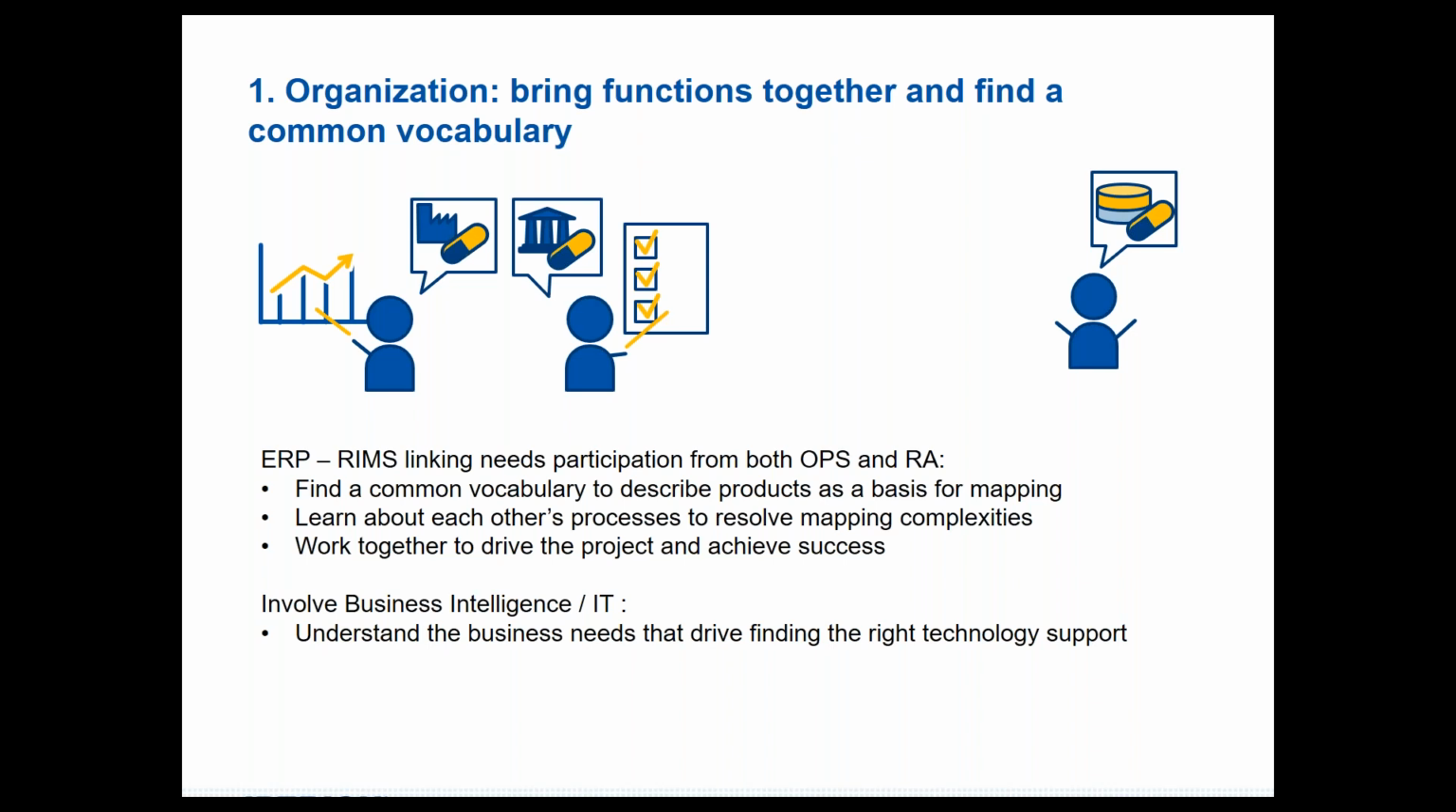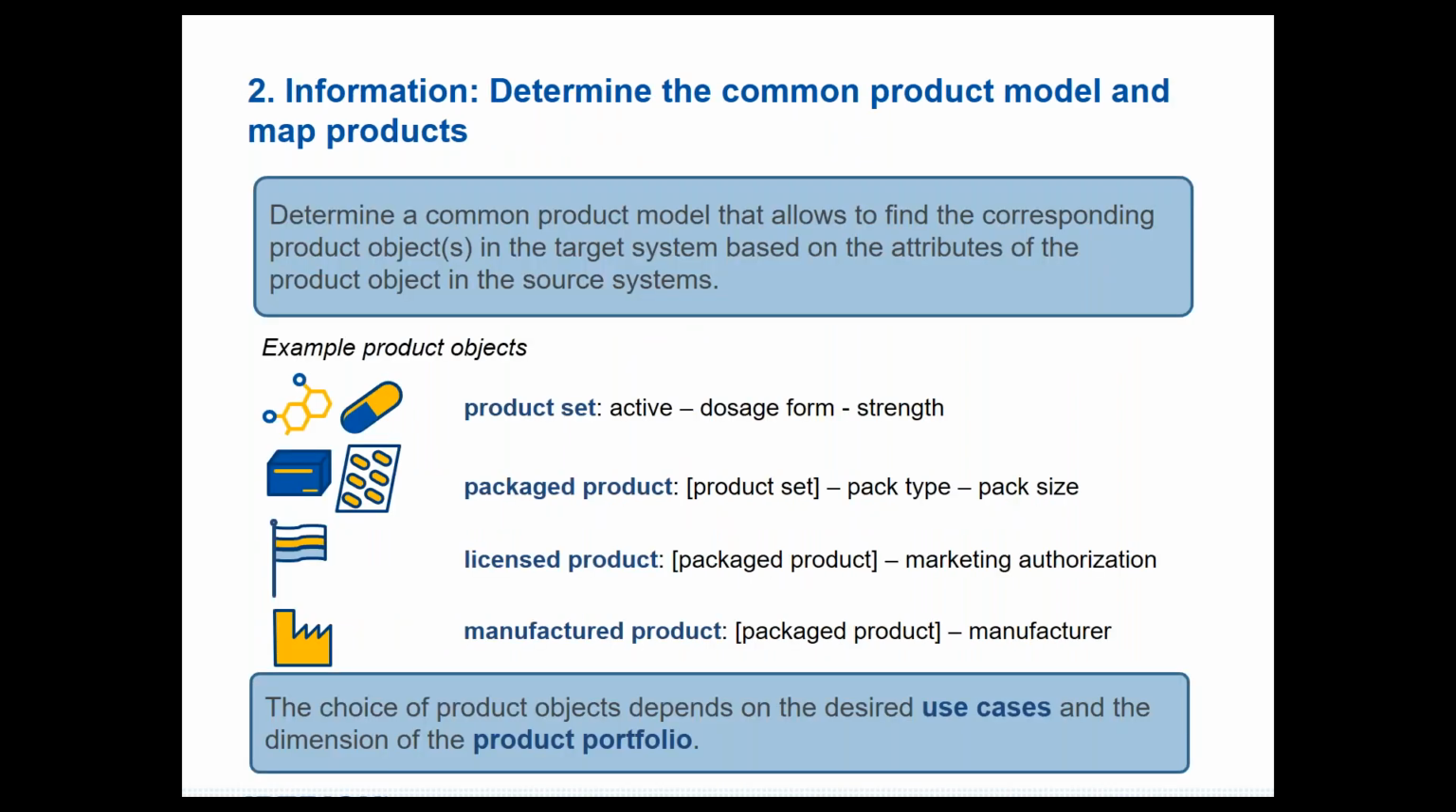A third group that we need to involve with these discussions is the business intelligence function or IT function, depending how this is organized in your company. Involving business intelligence allows business intelligence to directly be involved with finding the needs of the various business functions and finding the right technological solution. When this has been done, we move to the second phase, which is regarding information.